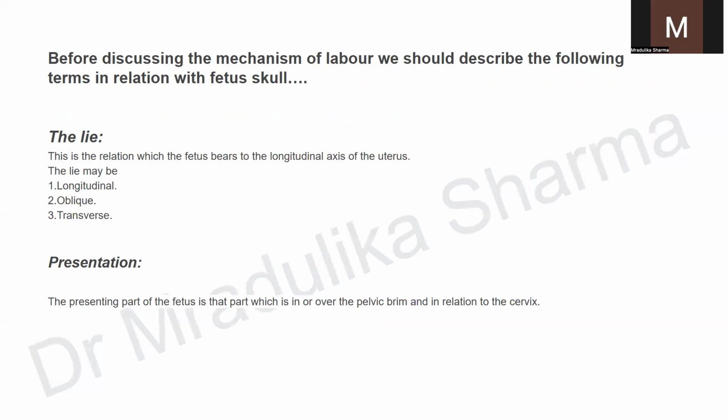Now, before we start the discussion of the mechanism of labor, we should describe the following terms in relation to the fetal skull. The most important term is the lie. This is the relation which the fetus bears to the longitudinal axis of the uterus. The lie may be longitudinal, oblique, or transverse. The presentation is the part of the fetus which is over the pelvic brim in relation to the cervix.